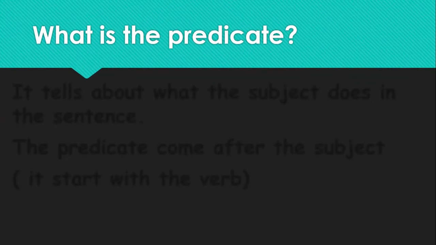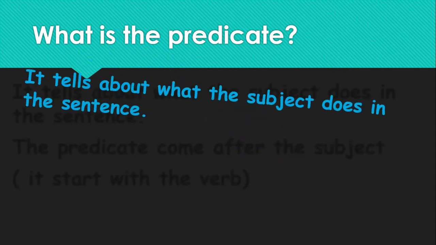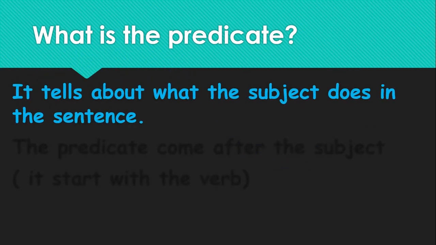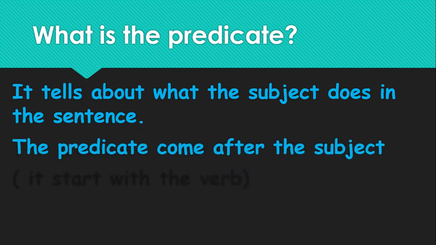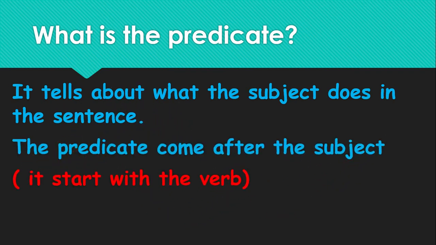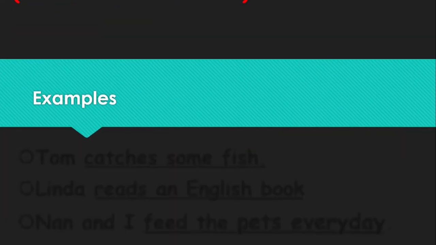What is a predicate? Yes, it tells about what the subject does in the sentence. Great. The predicate comes after the subject. Yeah, it starts with the verb. So when you find a sentence, you find the subject in the beginning. What comes after the subject? The predicate. How do you know it's a predicate? It starts with the verb.